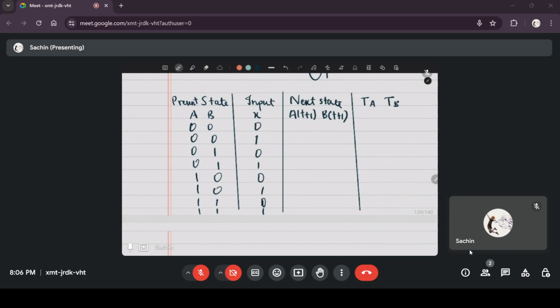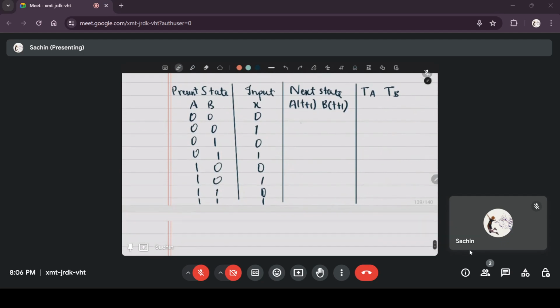From 0 0, it will stay in 0 0 for input 1. For input 0 it goes to 0 1, input 1 it stays in 0 0. From 0 1, input 0 it goes to 1 1, input 1 it goes to 1 0. From 1 0, input 0 it goes to 1 1, input 1 it stays in 1 0 itself, and from 1 1, input 1 it stays in 1 1, input 0 it goes to 0 0.